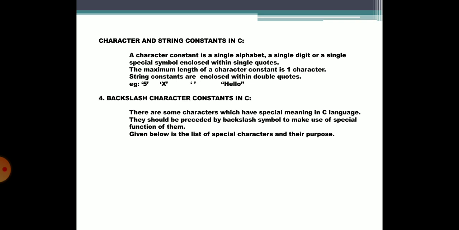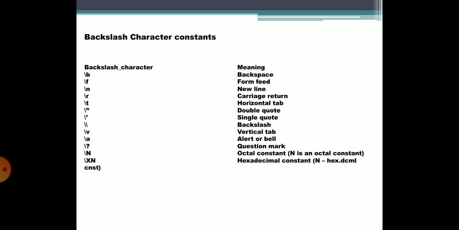The next one is the backslash character constant in C. C supports some special backslash character constants that are used in output functions. For example, backslash n stands for the new line character. A list of the backslash character constants is given in the table. Go through all the backslash character constants.